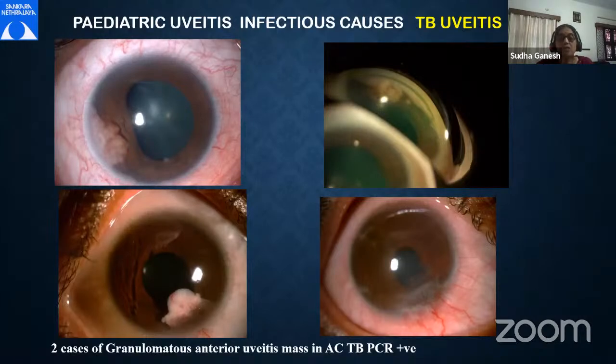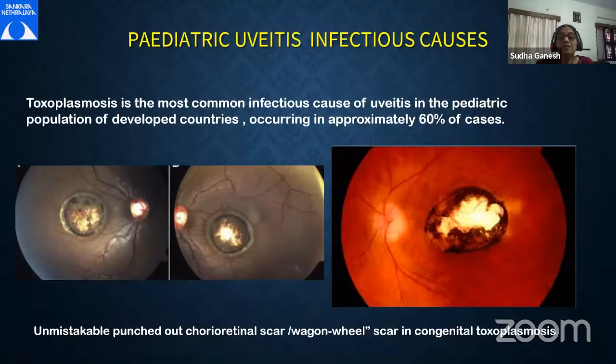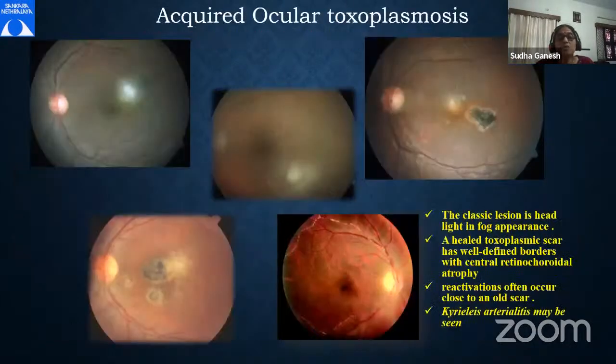with ADT and steroids. Other pediatric causes: toxoplasmosis is the most common infectious cause of uveitis in the pediatric population of developed countries, occurring in about 60%, and the unmistakable punched out choroidal scar or the wagon wheel scar of congenital toxoplasmosis is a very easy clinical diagnosis. The acquired toxoplasmosis could be found in slightly older children.